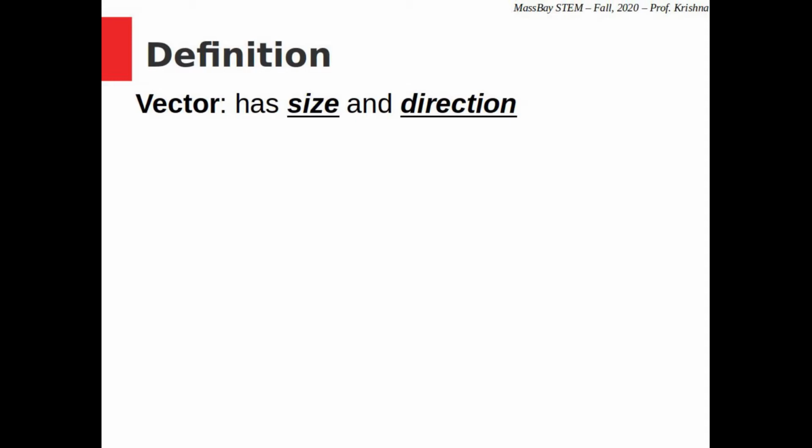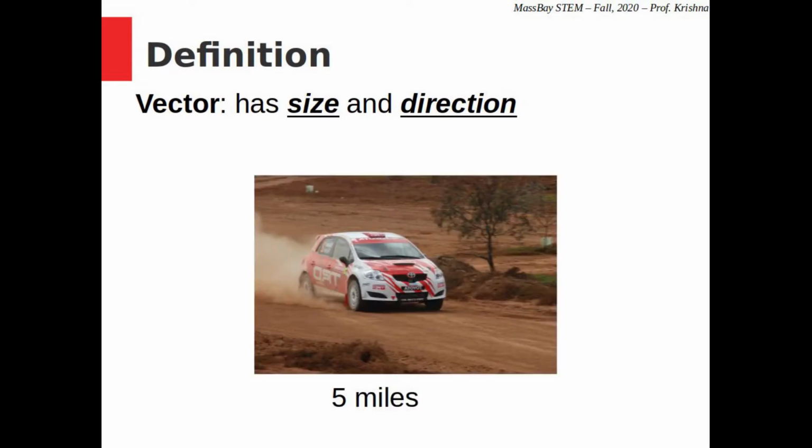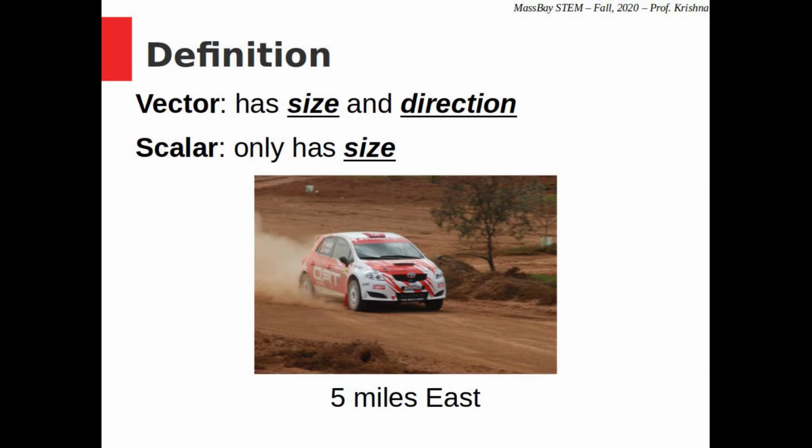For instance, if I say I drive 5 miles on Route 9, that isn't a vector because I didn't specify a direction. A quantity that has only a size is called a scalar. On the other hand, if I say I traveled 5 miles east on Route 9, that is a vector. Most quantities in physics are vectors. We have to account for both their size and direction.